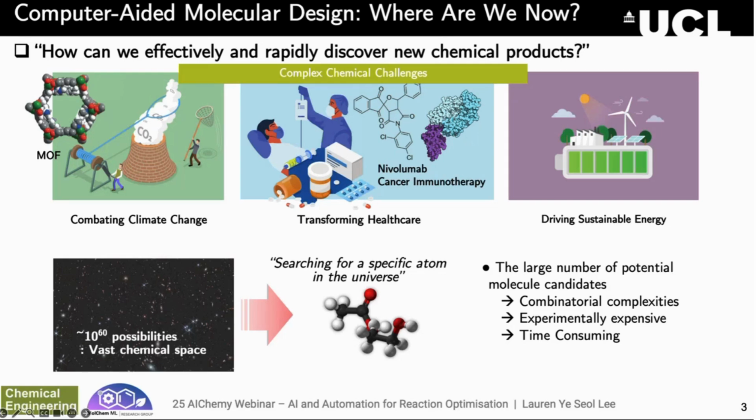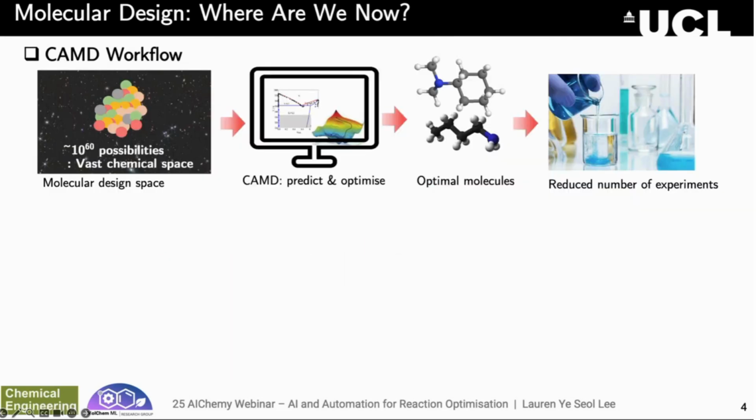So this is where computer-aided molecular design, in short, CAMD, comes into play. By leveraging computational tools, we can systematically navigate the design space and identify promising molecular candidates and optimize them for desired properties and performance. Modern CAMD frameworks follow a loop. First, you need to encode or represent the molecule, then predict their properties, and then search for optimal candidates.